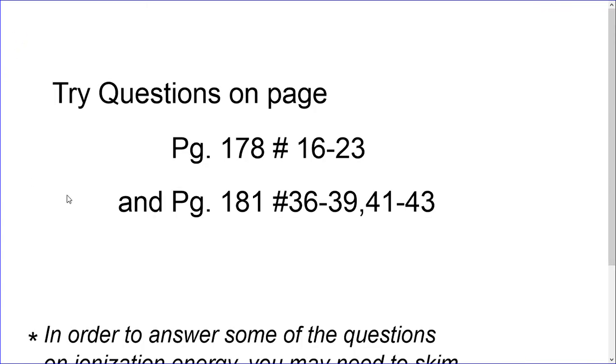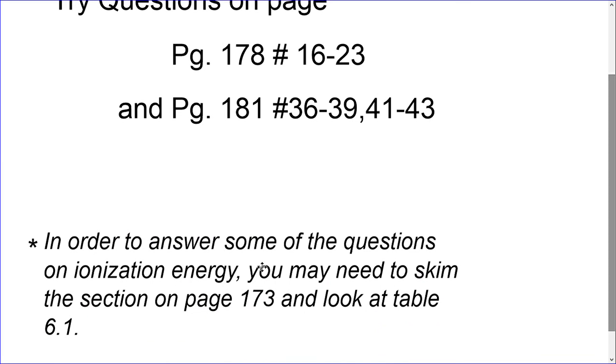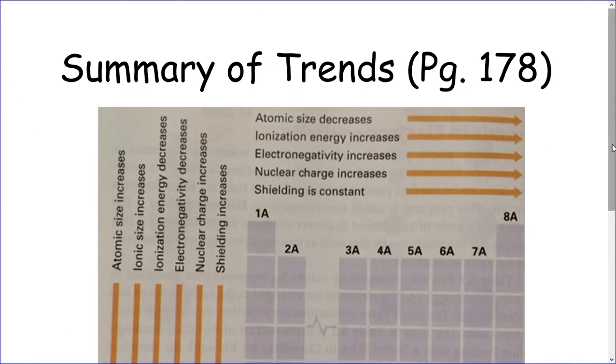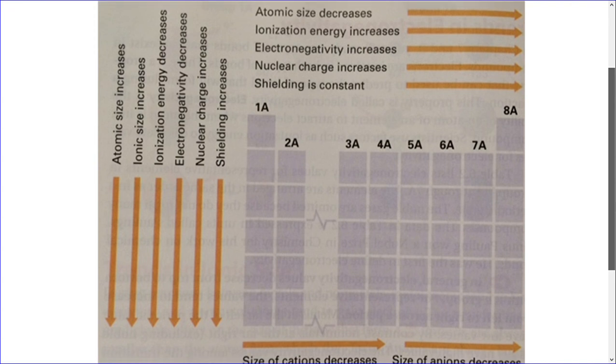So the last thing, there are a couple of questions on page 178 and 181. And in order to answer some of those questions, you might need to go into the second and third ionization energies. There's a little table on page 173, table 6.1 for you to take a look at. So go through, have a general understanding of how these trends work and try to gain a sense of how you can order them from least to greatest or biggest to smallest based on what it might be asking for. So good luck.